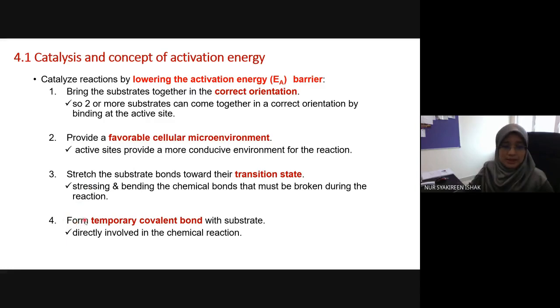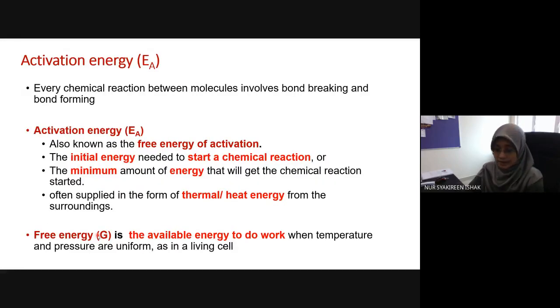So the last one is to form temporary covalent bonds with the substrate. The enzyme will form temporary covalent bonds with the substrate. The enzyme can be involved directly in the chemical reactions. So that is the function of the cofactors. The cofactor within the active site of the enzyme will, for example, extract electrons from the bonds of the substrate, and then form new covalent bonds, for example, for the substrate before it is converted into products.